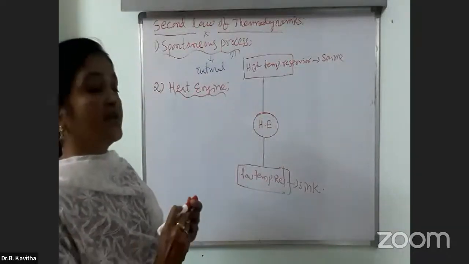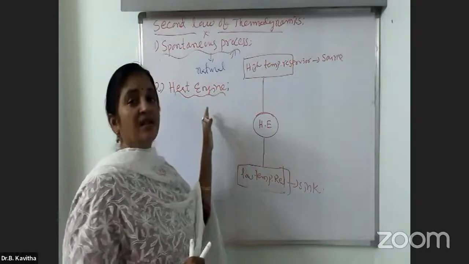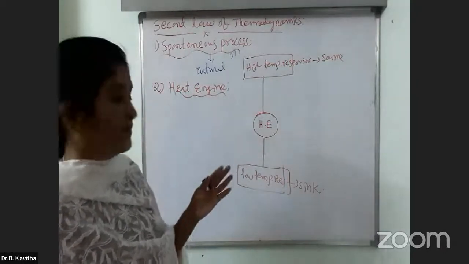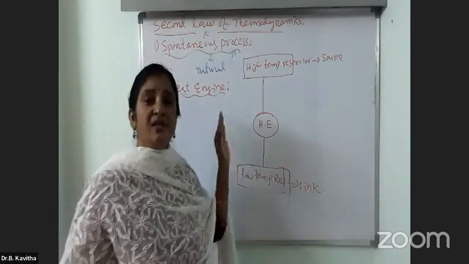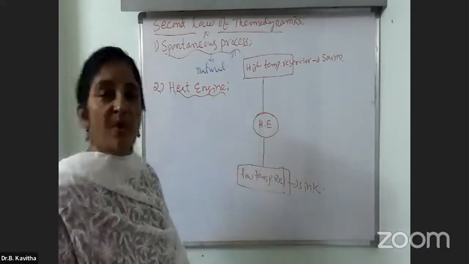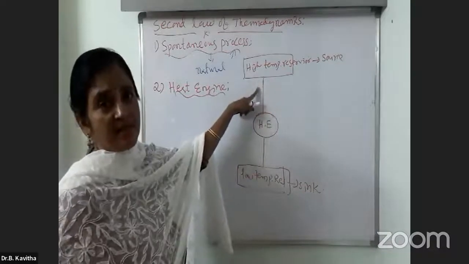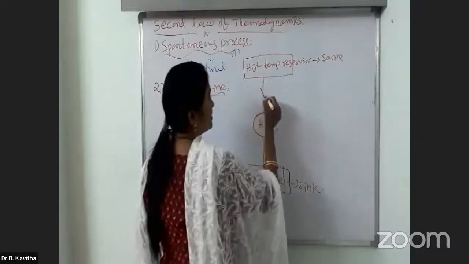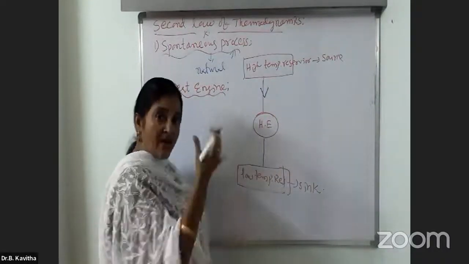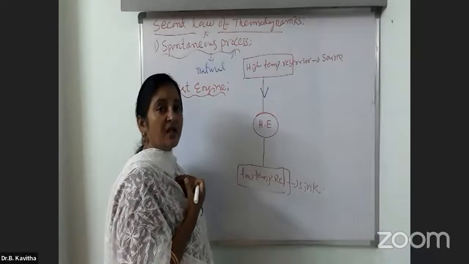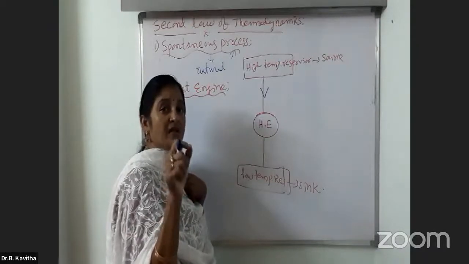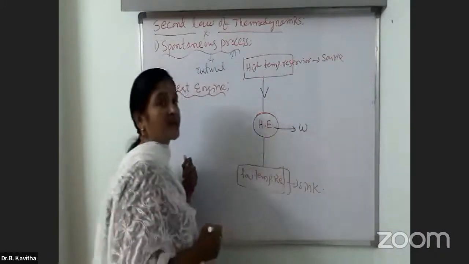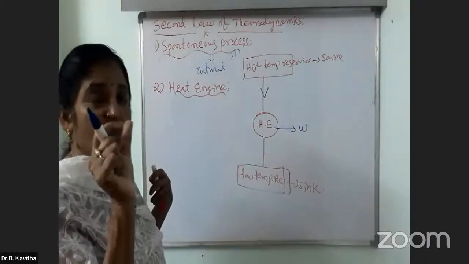Okay, what happens? During the conversion, the heat engine converts the heat into work. So during that conversion, what will this heat engine do? First of all, it absorbs some heat from the high temperature reservoir. That means it absorbs heat from the source. From where does it absorb? It absorbs from the source. After absorbing the heat, what does it do? It converts only a part of the absorbed heat into work.